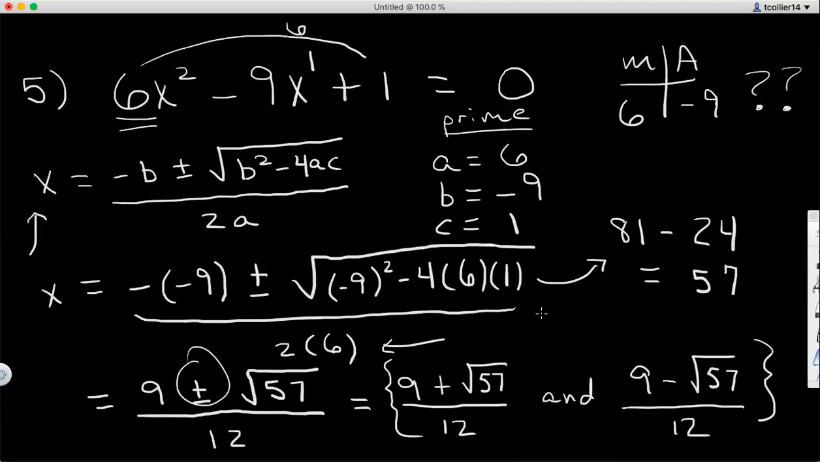Okay, and to check it, if I wanted to, I could just plug both of these in for x and see what happens. All right. So those are going to be my two solutions. Remember, when you do the quadratic formula, you have to find both of them. So I'm going to have to use the plus and the minus when I get to my last step. But before that, you're literally just plugging in a, b, and c. That's all you're doing.